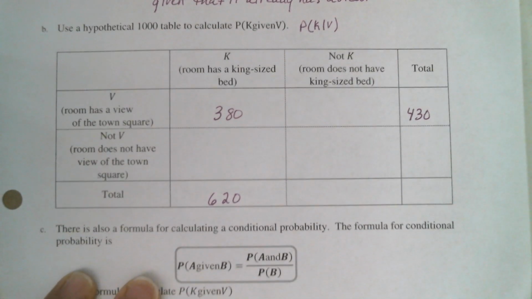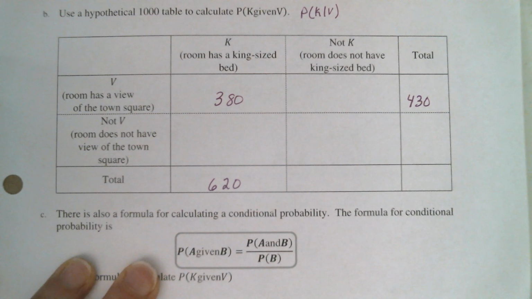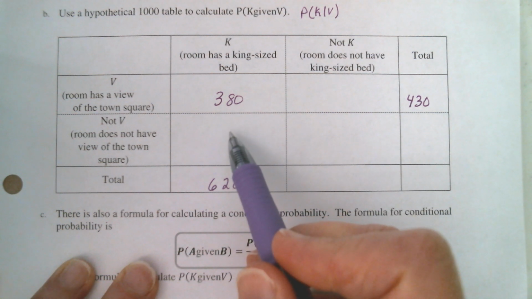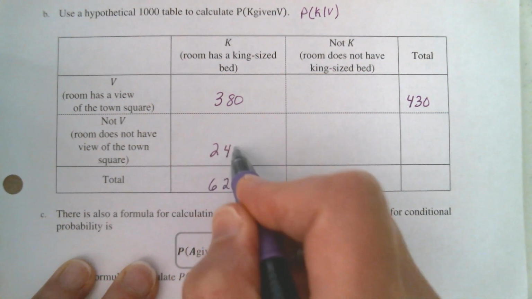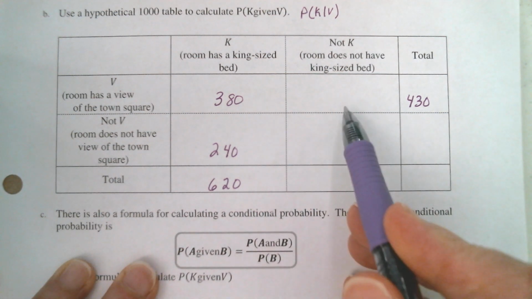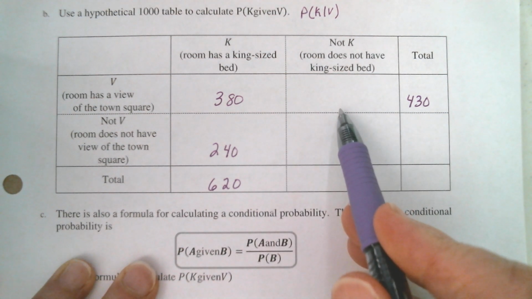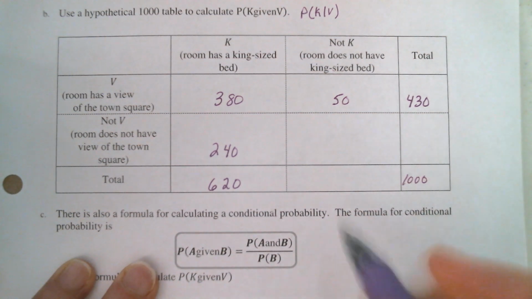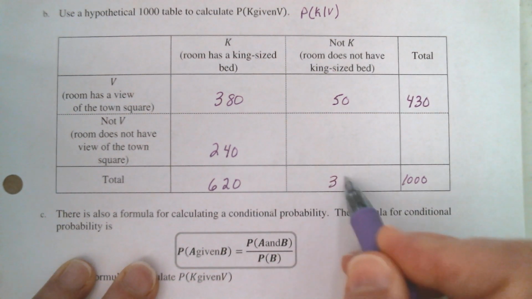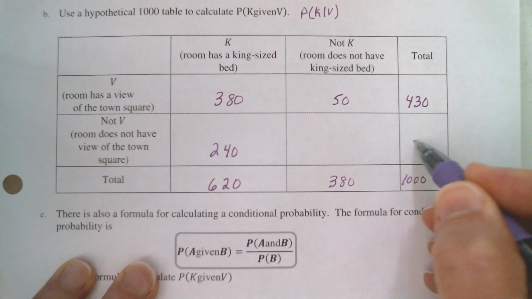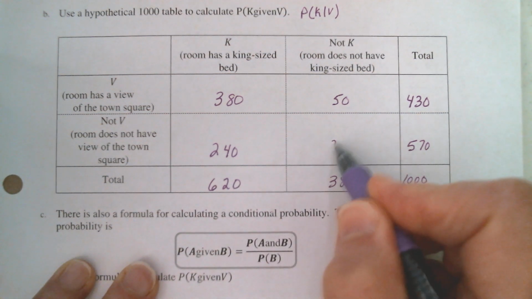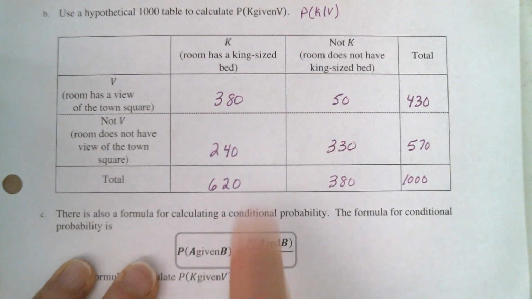Okay, you can certainly pause the video now and fill in the rest of this table. So 380 plus 240 would bring me to 620, and then 380 this way plus 50 will give me 430. This is 1,000. So 620 plus 380 is 1,000. 430 plus 570 is 1,000. And 50 plus 330 is 380. And just check, yep, that does sum to 570.